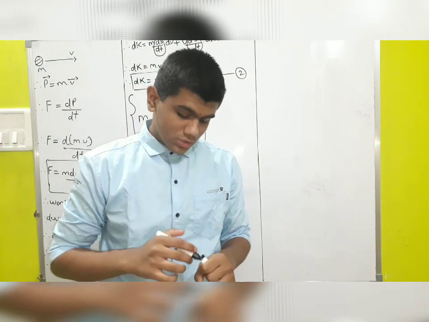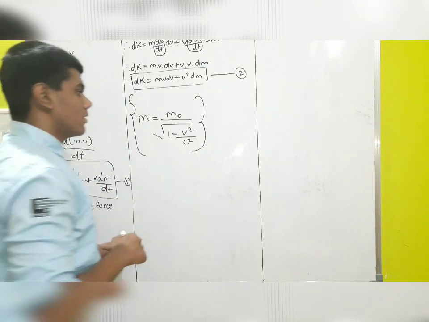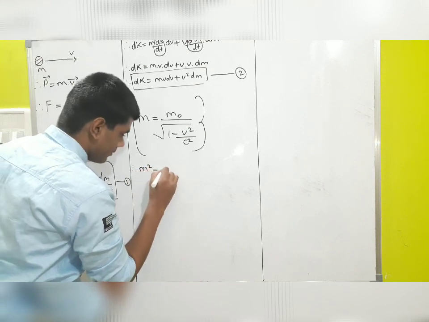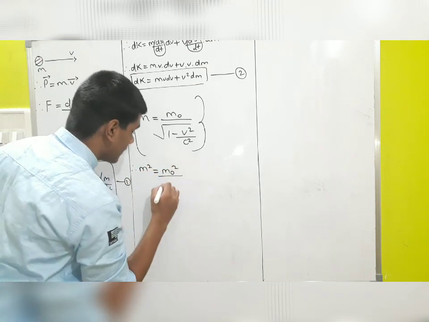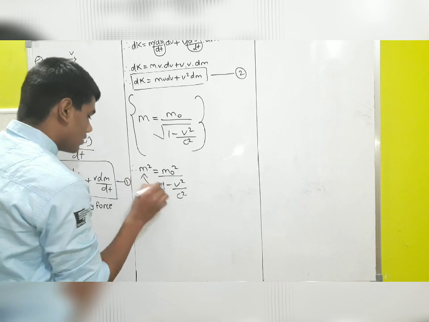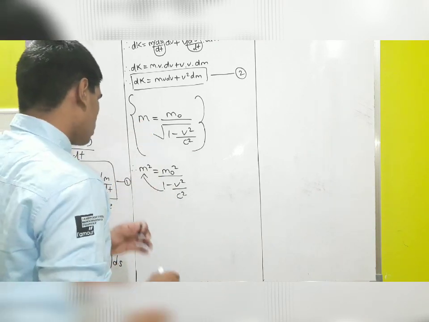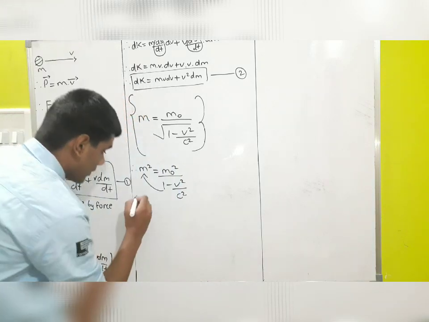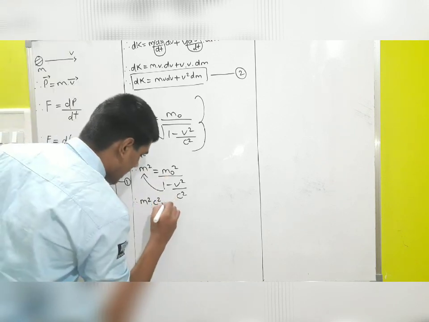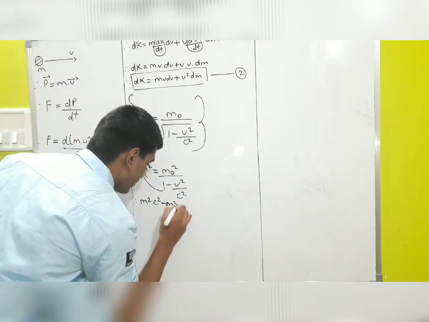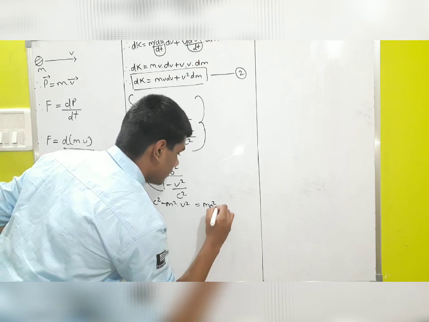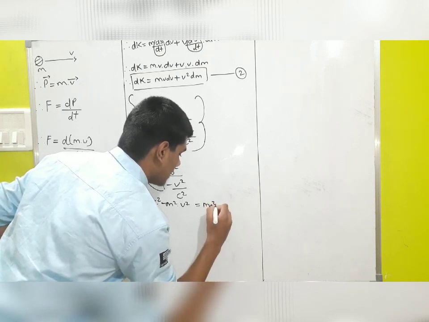Okay, so now to simplify the equation, what we will do, we will square both the sides. So after squaring both the sides, what will come? It will come as like this: m square is equal to m naught square upon 1 minus v square upon c square. Now we can easily solve this by cross multiplying. Okay, so let's take this below part up to multiply with m square. So what will come here? Here it will come as m square c square first, then minus sign will come because sign will change here, then m square v square is equal to m naught square, we will directly multiply it, c square.